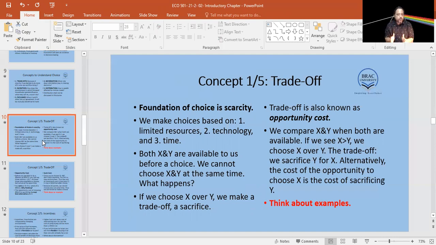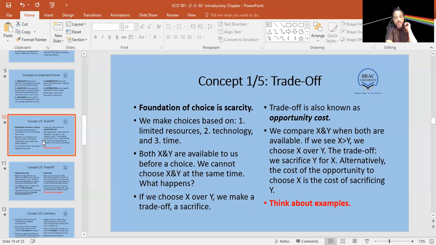We compare X and Y when both are available. If we see X is greater than Y, over here we've written it mathematically, but we are going to try to interpret this X greater than Y intuitively. That means X, for whatever reason, is better than Y in my eyes, because I'm making the decision. So I choose X over Y. If I saw the opposite, Y is better than X, then I would have chosen Y. The trade-off: we sacrifice Y for X.